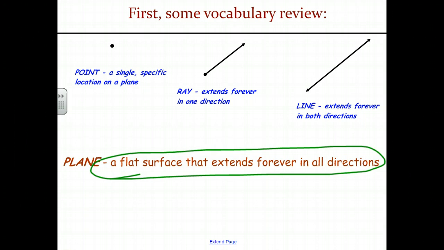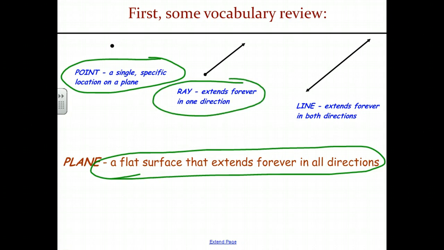Again, if you imagine this computer screen extending forever in all directions, up, down, left, right, or if it's flat on a surface, then in all directions so that it covers everything as a flat surface, that is a plane. The point is a single specific location on a plane. A ray extends forever in one direction from a point, and a line extends forever in both directions. Technically also from some generating point here, but it extends forever in all directions, so we just draw it as a line like that with arrows at the end. The arrows signifying that it does continue forever.